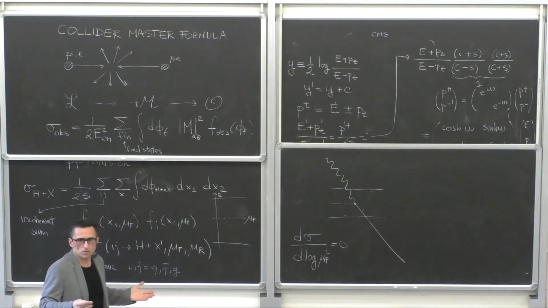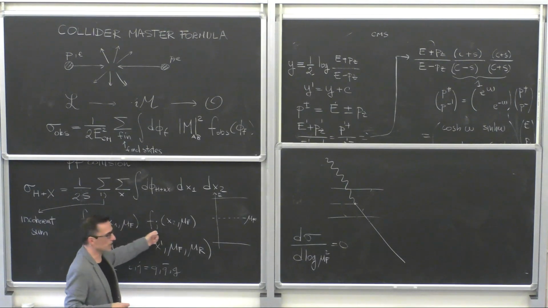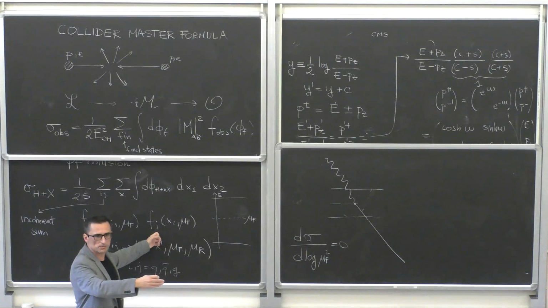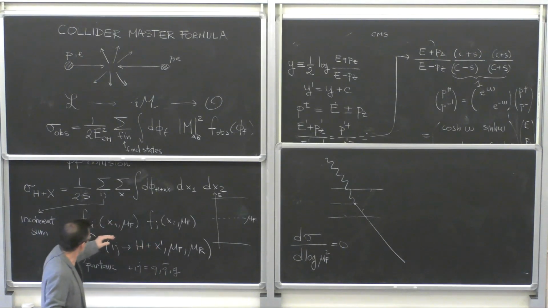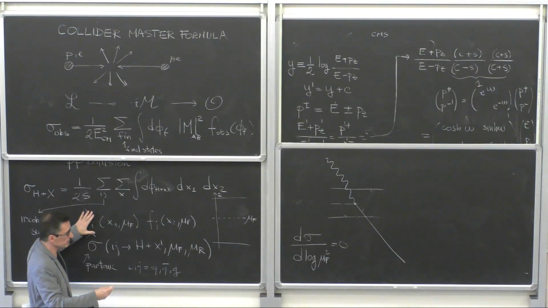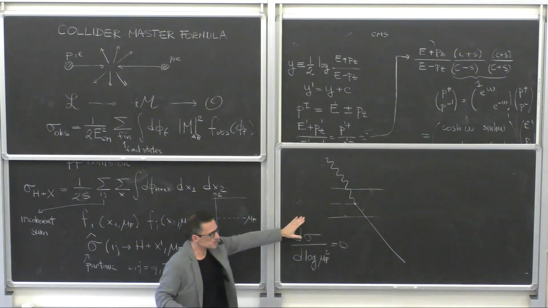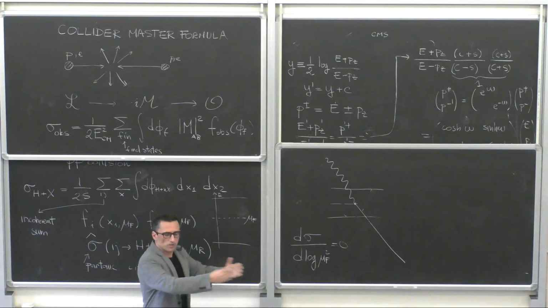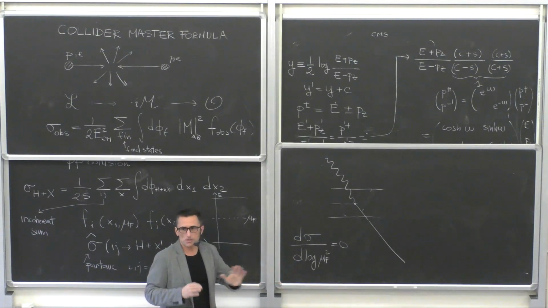These are very well-known equations that tell you how the f evolves with the scale. Once they are measured at a given scale, for example in DIS, I can evolve them and use them in any other experiment. That's what we are doing.